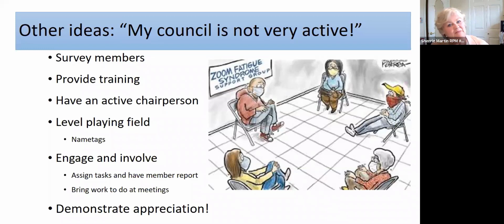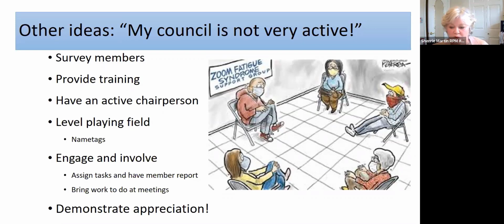You could bring that and maybe have advisory councils help do that during your meeting, just to get them engaged and working with you. And then demonstrating appreciation for them. Get them together in a group picture, put it in the paper. Anything that you can do to help them feel important and engaged.